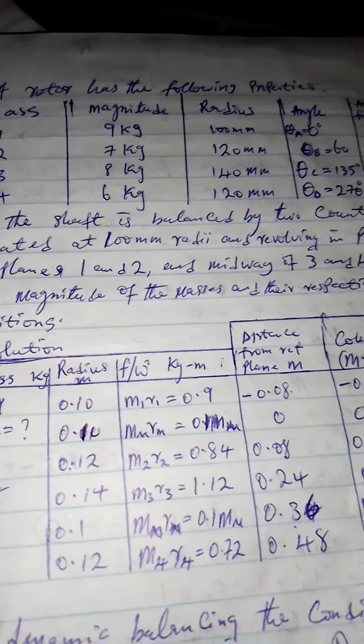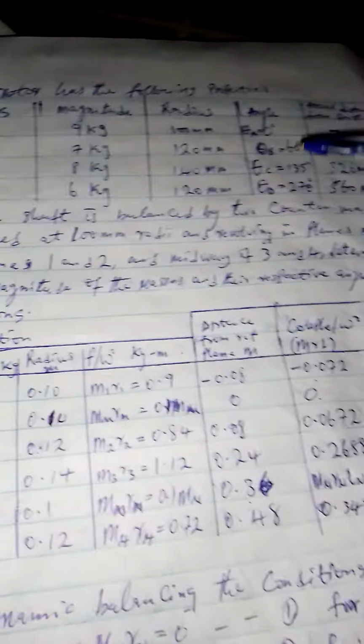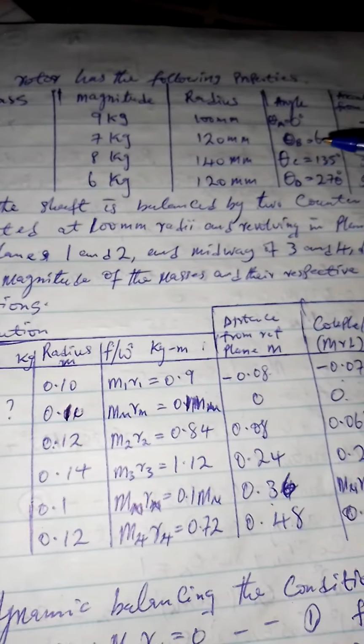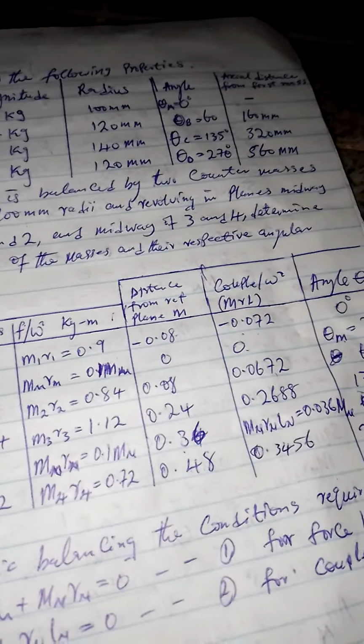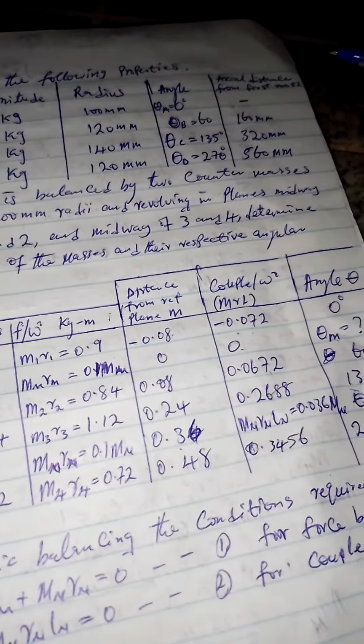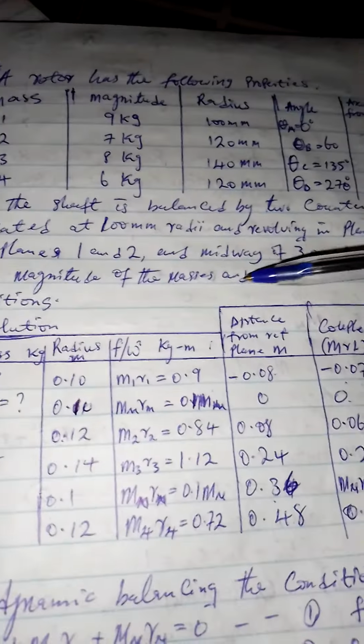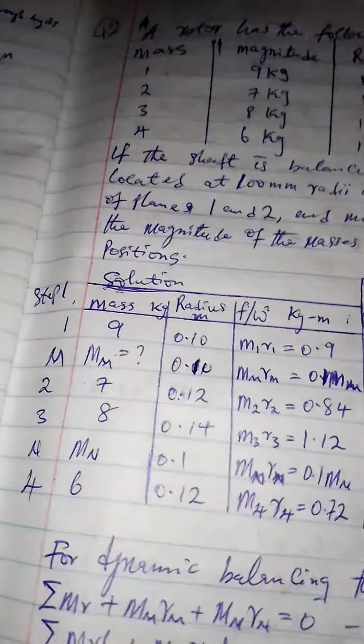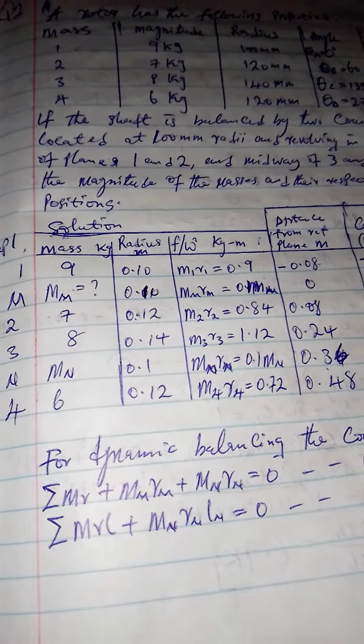If the shaft is balanced by two counter masses located at 100 millimeter radii and revolving in planes midway of plane 1 and plane 2 and midway of plane 3 and plane 4, determine the magnitude of the masses and their respective angular positions. So you know that the first step is to tabulate the given data.